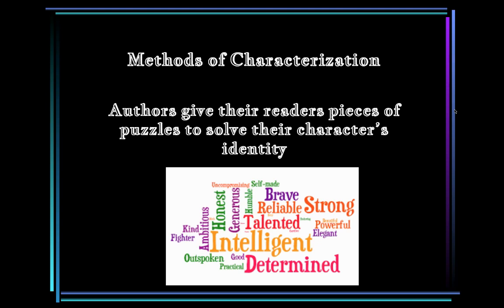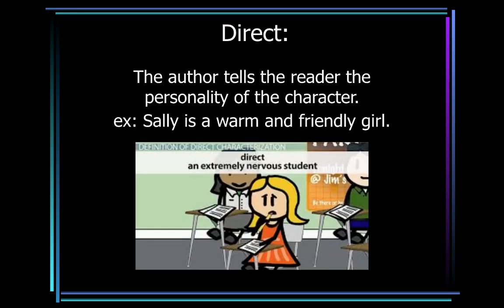This week you'll be reading Diary of Anne Frank, Act 1, Scene 2. One thing you'll have to do is pick out characteristics of the main characters in the play. Authors give their readers pieces of puzzles to solve their character's identity. One way they do this is through direct characterization.